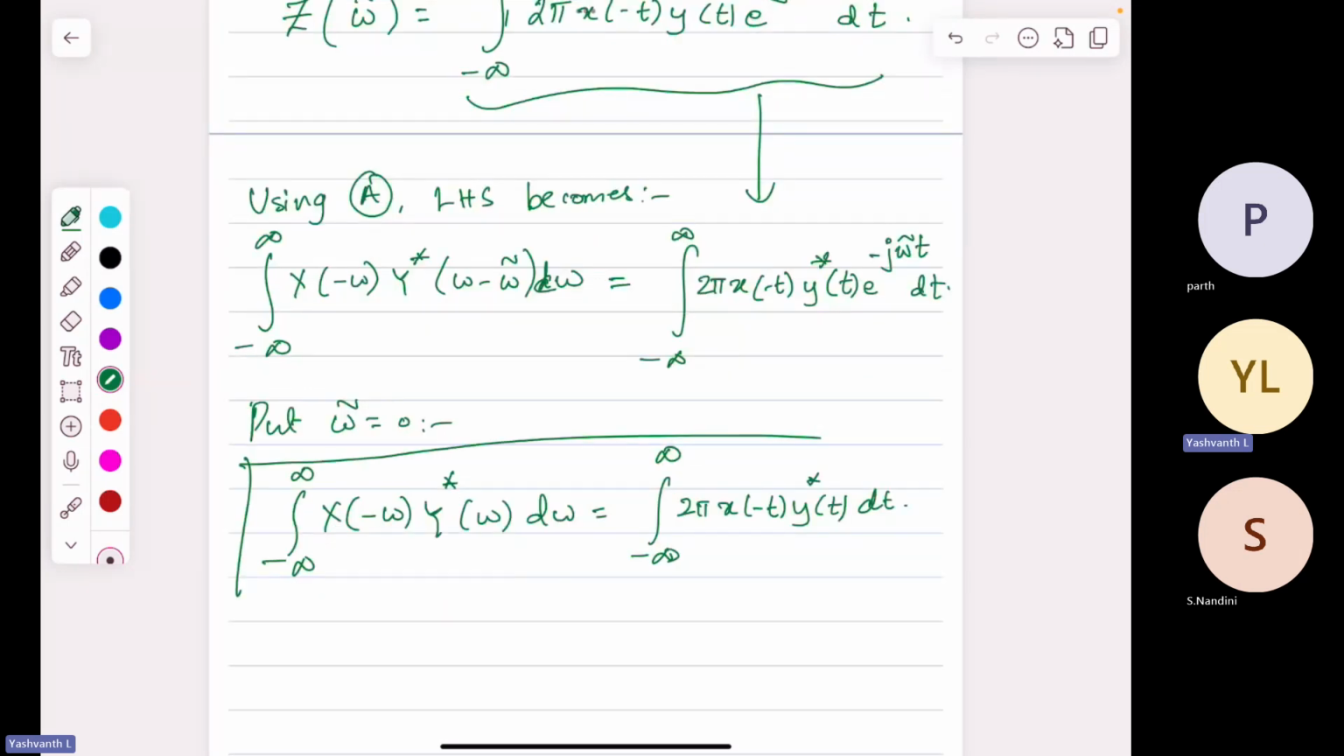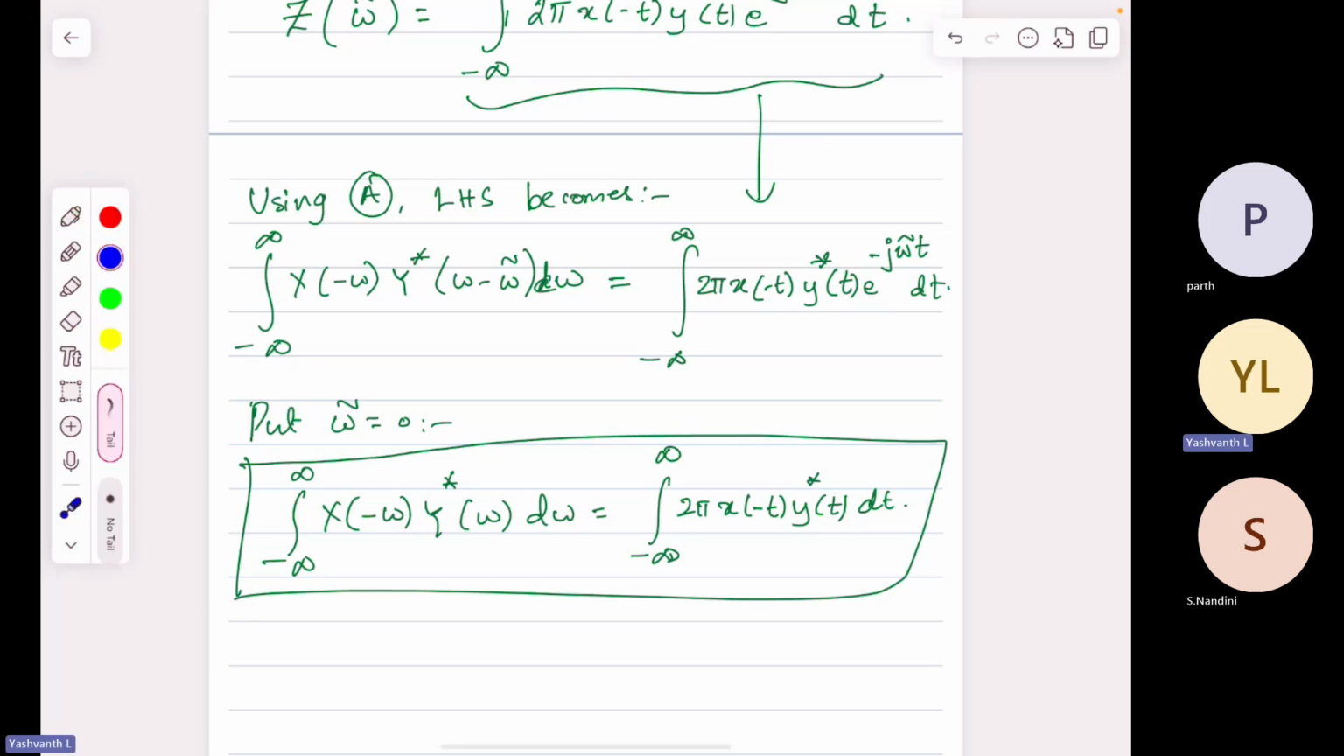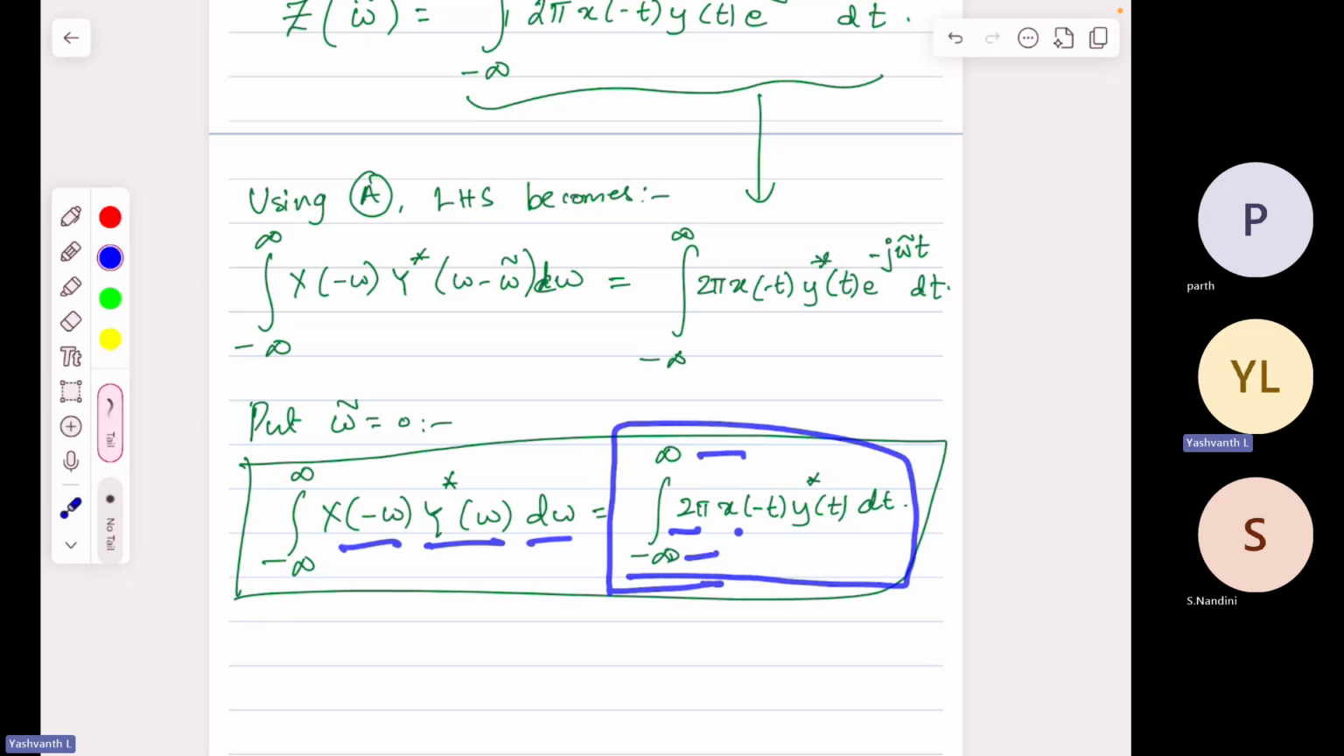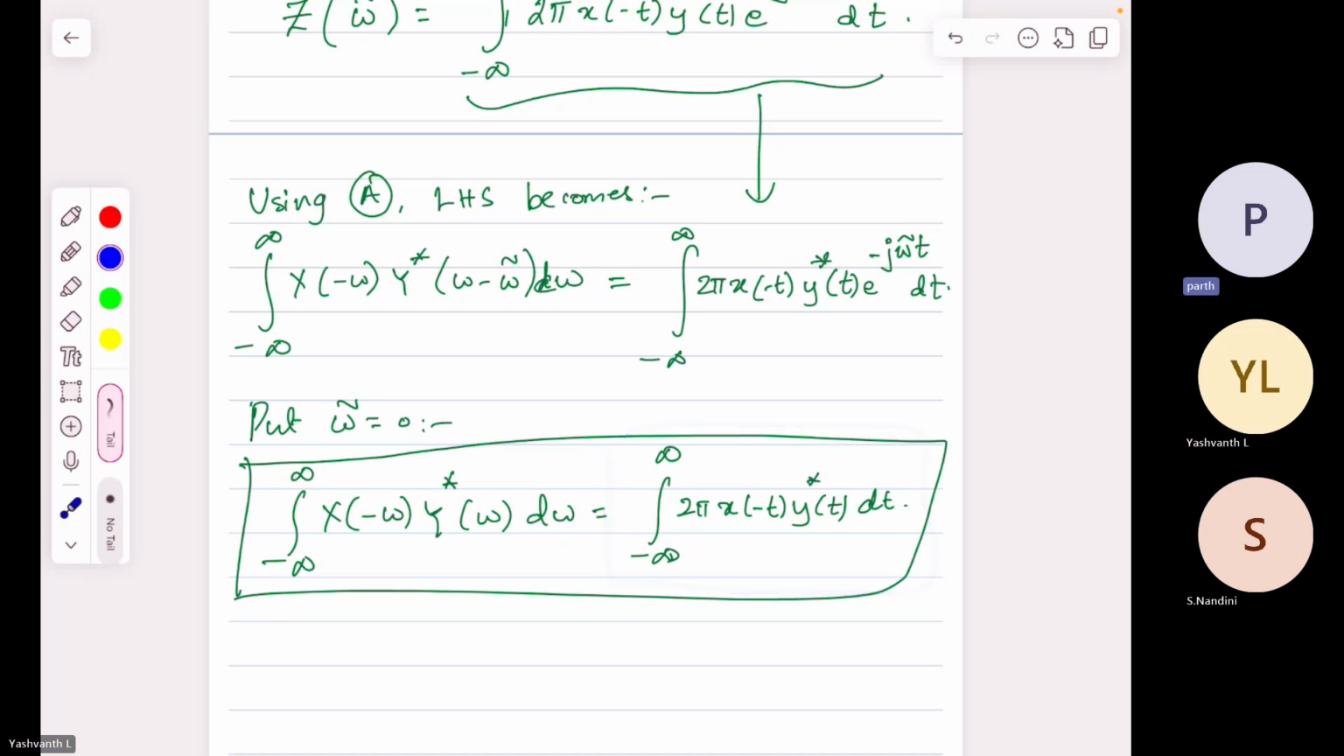So the required answer is that the integral from minus infinity to plus infinity of X of minus omega into Y conjugate of omega d omega can be expressed in terms of x of t and y of t as the integral from minus infinity to plus infinity of 2 pi into x of minus t into y conjugate of t dt. This is the final answer. Is this clear? Is the solution clear? Yes, sir. If somewhere it's not clear, you can tell me. I can again repeat the solution and go over the steps again. If you have doubts, let me know.